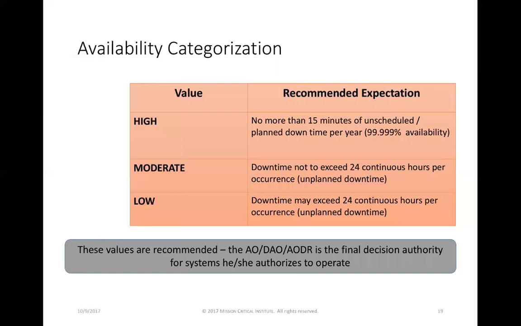A moderate impact for availability would be, say, 24 hours of continuous outage, and low impact would be downtime may exceed 24 continuous hours per occurrence. So this is the kind of stuff that you look at when you're looking at the availability impact values. And this is just an example. It would depend on your organization and the management in your organization.